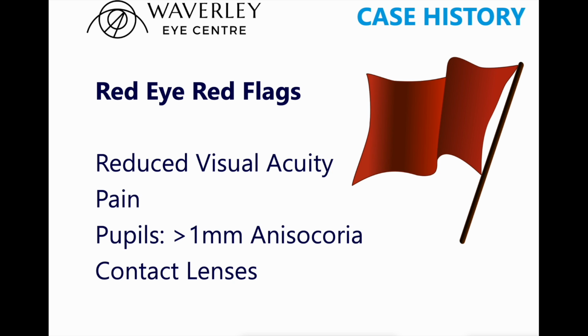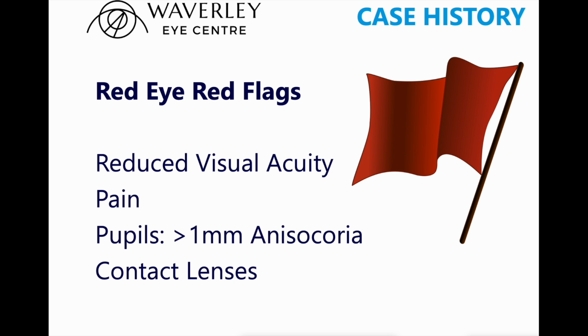So if you're differentiating, you want to try to make it easy and look for the red flags that really pique your interest and say, hey, I've got to pay attention to this situation. So, four red flags if someone comes in with a red eye that you want to really take note of. One is reduced visual acuity. Another one is pain. Another one is a difference in pupil size.